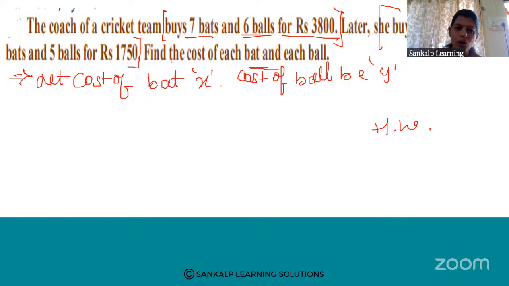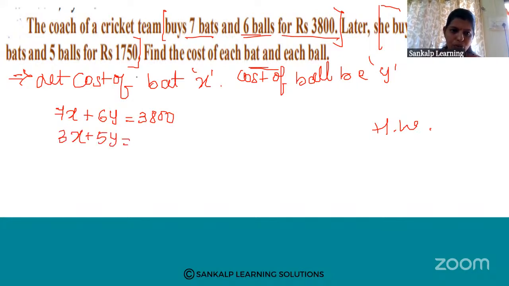Next, cost of bat be x. So 7 bats are there. That means 7x plus 6 balls are there, 6y is equal to 3,800, right? Now cost of ball: 3 bats, that is 3x plus 5y is equal to 1,750 is there. So if you want, you can use elimination method, or else you can use substitution method. So this is equation number 1 and this is equation number 2. So better to use substitution method.